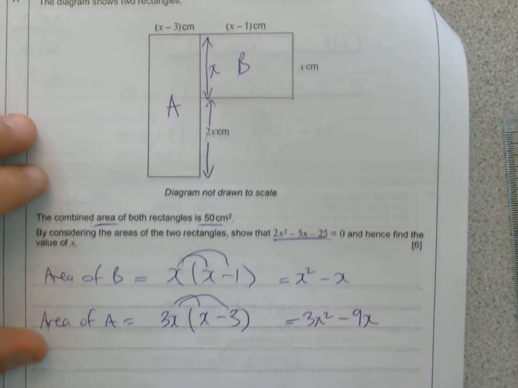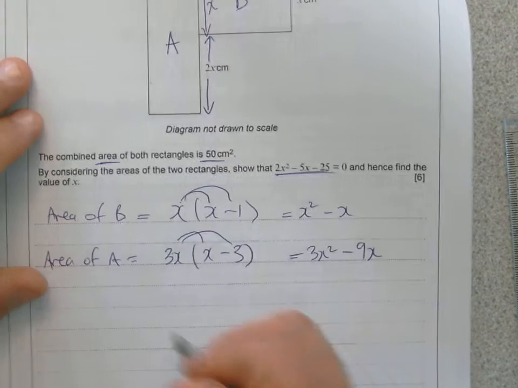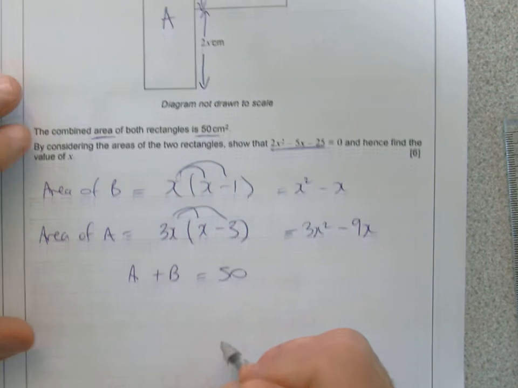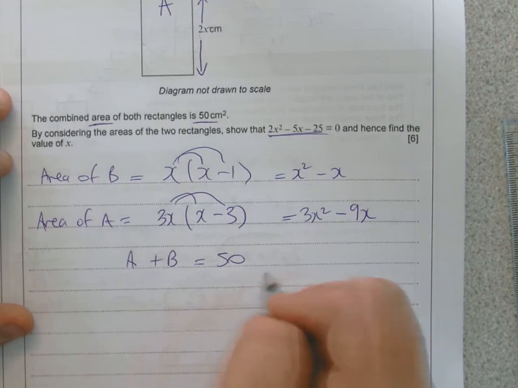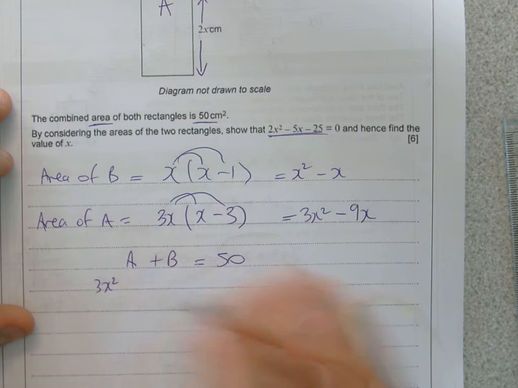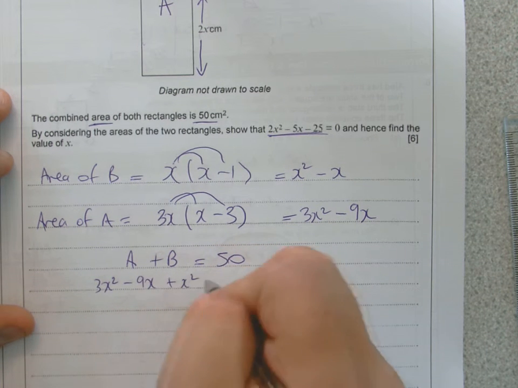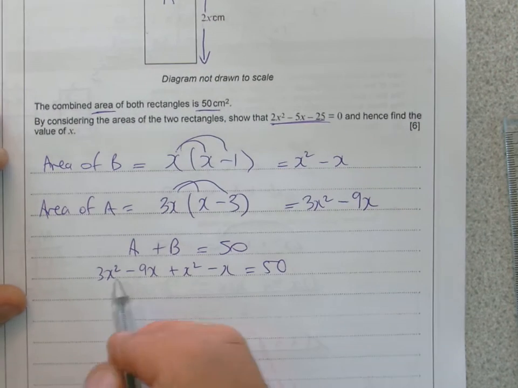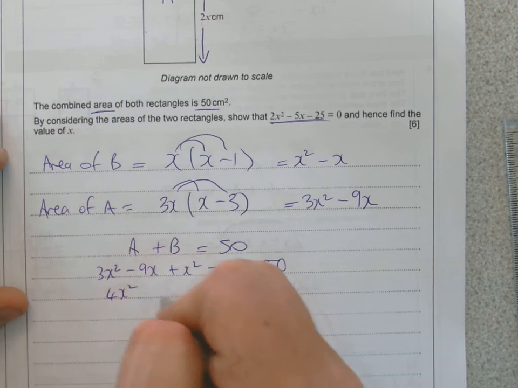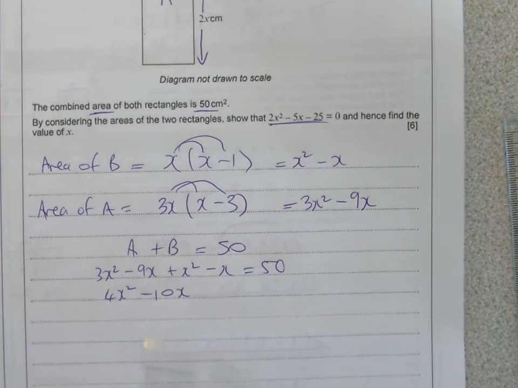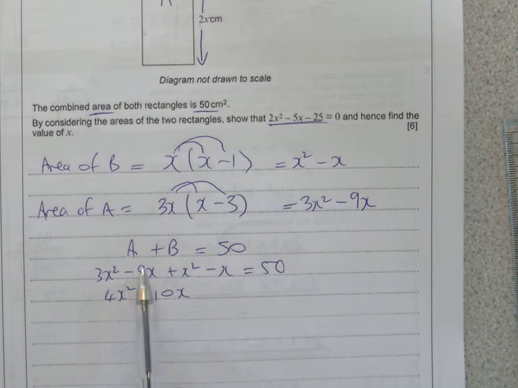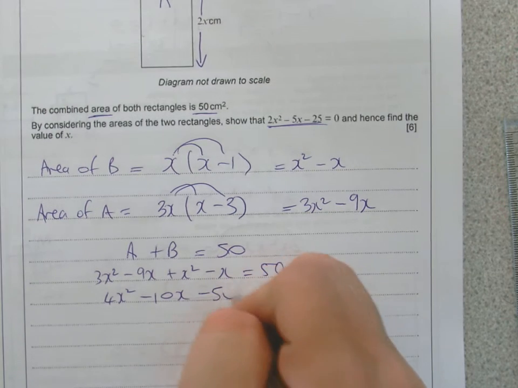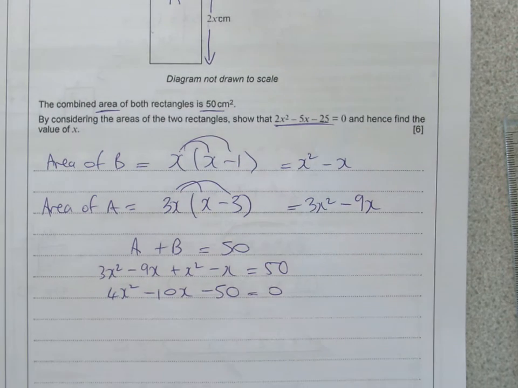Okay, and then remember now we've got to combine them, we've got to put them together. So area A plus B is equal to the total of 50. So A and B, add them up: 3x squared minus 9x plus x squared minus x equals 50. So let's simplify this a bit now. So that'll become 4x squared, 3x squared and x squared, minus 9x minus x, minus 10x. What I'll do, I'll take that 50 over, make it a minus 50, and put it equal to 0 like they've got up here. Okay, quadratic.